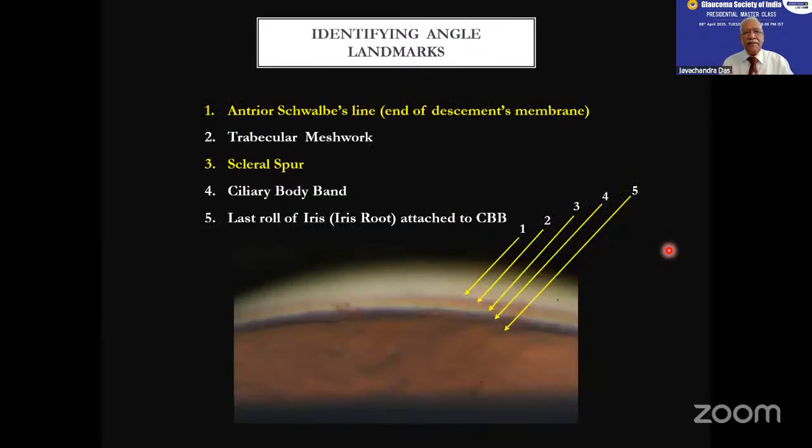You must identify the angles very, very clearly. You must understand it. That is one thing. One is the anterior Schwalbe's line, and trabecular meshwork, scleral spur, ciliary body band, and the last one the iris. All the years we have been talking about the anterior Schwalbe's line, trabecular meshwork, even scleral spur. But these two areas of ciliary body band and the last one of the iris are probably the most neglected area. We have not given enough attention to this particular area. These arrows will show the anterior Schwalbe's line, then trabecular meshwork, then the scleral spur, ciliary body band, and the root of the iris.